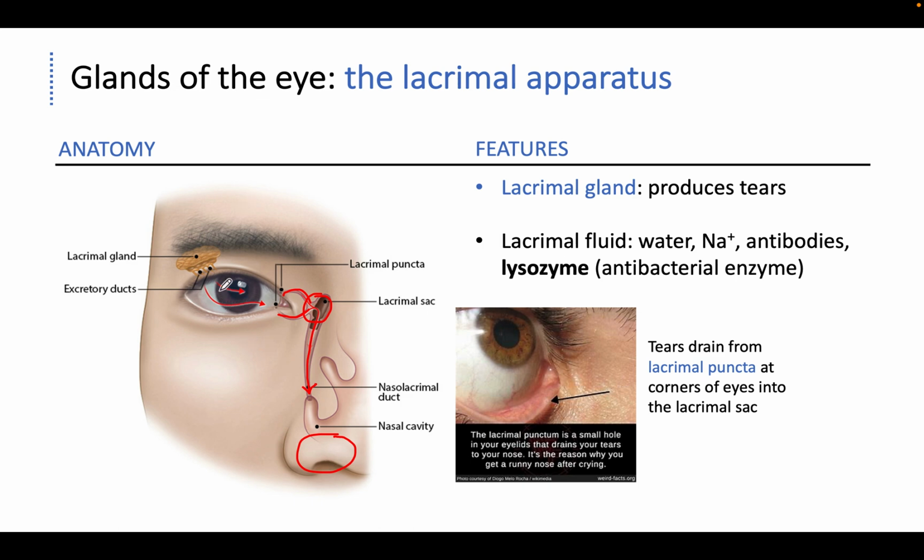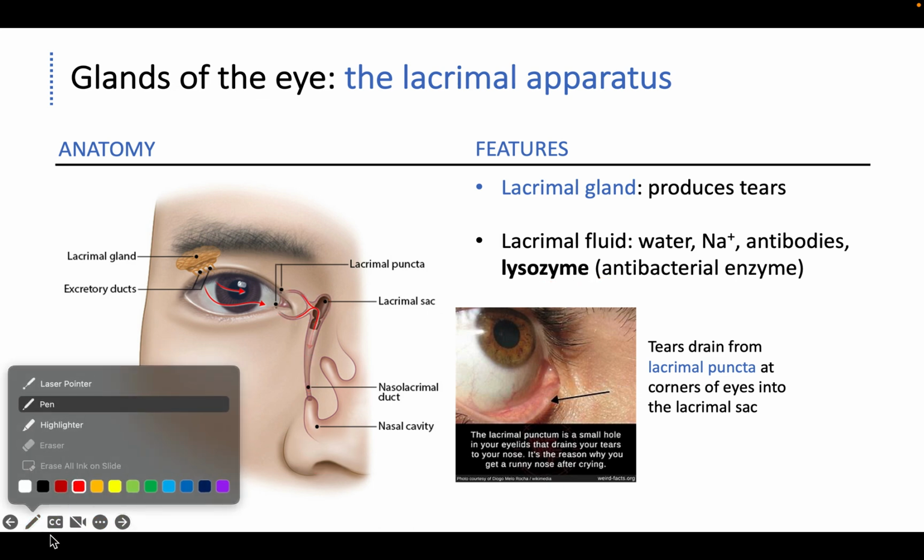So one other main feature, one component of our tears, is lysozyme. Lysozyme is an antibacterial, antimicrobial compound. So it helps to reduce and prevent the proliferation and development of bacteria in our eye. Okay, so it serves a protective function in this sense.